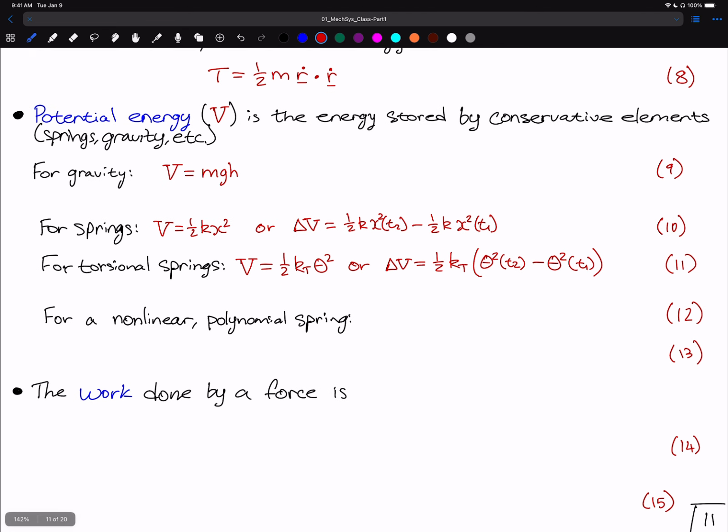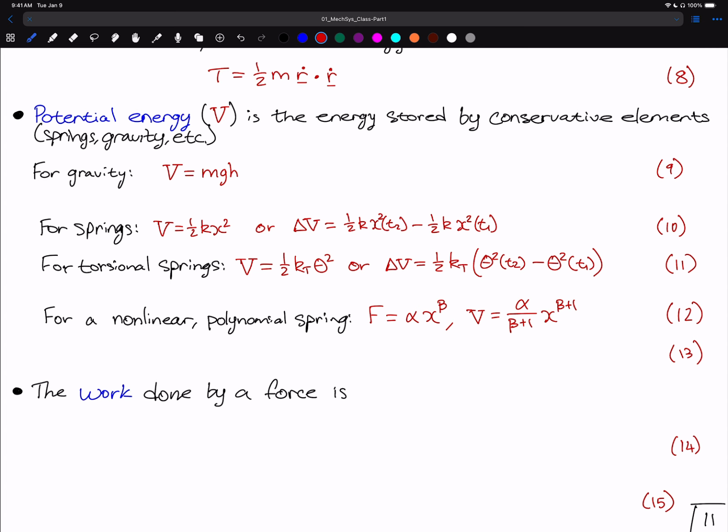For some type of nonlinear polynomial spring, let's just say that the force is equal to a coefficient alpha times x to the power beta. Beta does not necessarily have to be an integer in the form given here. There is a way to write this where beta doesn't have to be an integer. For now, we're just going to assume it's an integer and not worry about what to do when it's not an integer. In this case, the potential energy is going to be equal to alpha divided by beta plus 1 times x to the beta plus 1.